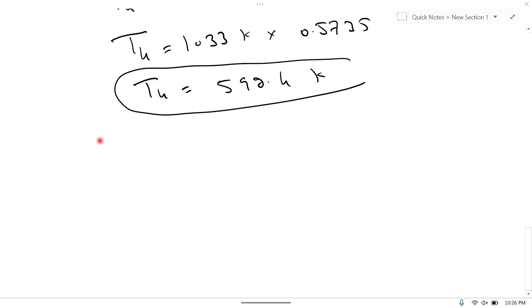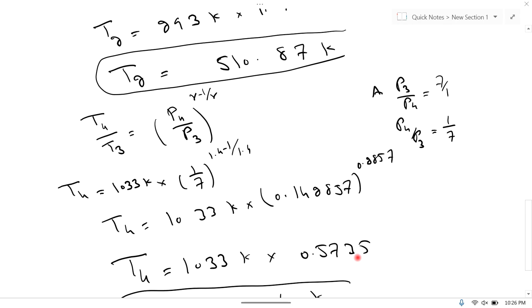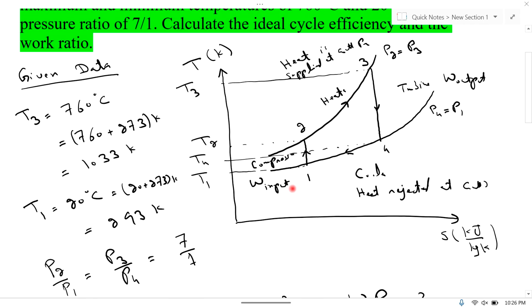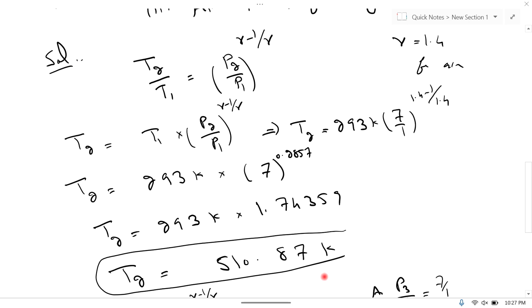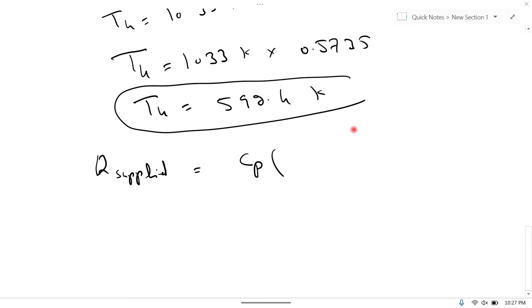So Q supplied, heat supplied, is equal to Cp of N2 times T3 minus T2, from 2 to 3. This is the heater. Heat is supplied here at constant pressure. Because pressure is constant, in the formula we will write Cp N2 times T3 minus T2, for the process from 2 to 3.